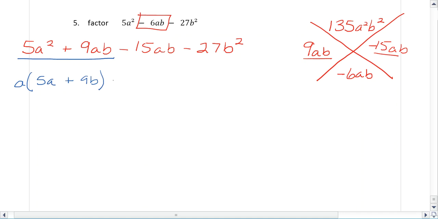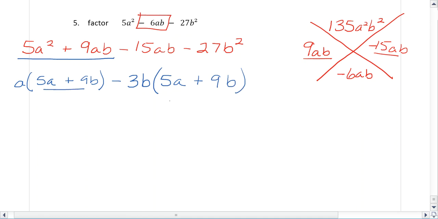Looking here, 15 and 27 both share a 3 in common, and not an a, but a b. So we're going to factor out a negative 3b out of each of these. What's left here is a 5 and an a, and what's left here, when we pull out the negative, it's positive. 27 divided by 3 is 9, and we have a b left.